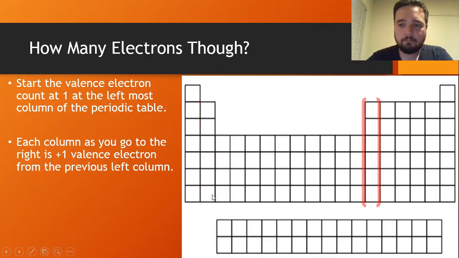Next one, this is the one with aluminum. What would it rather do? Lose 3 or gain 5? It's going to want to lose 3. So it forms a +3 charge.